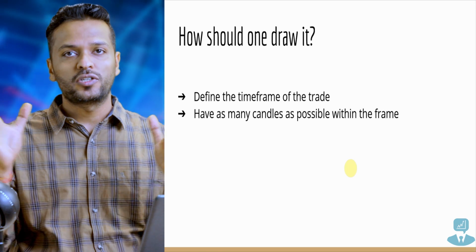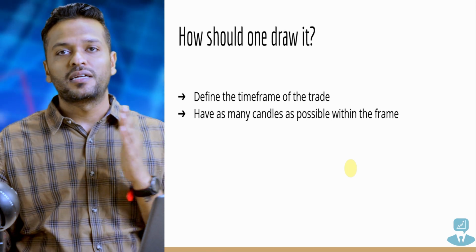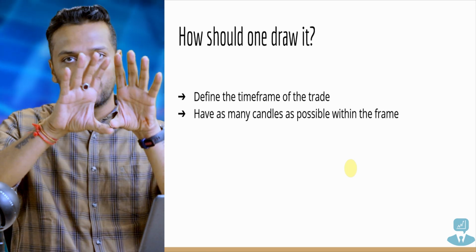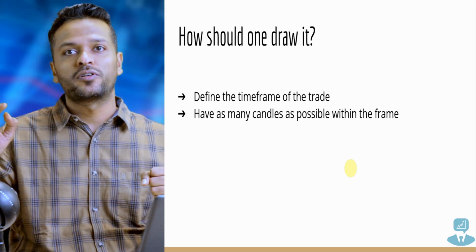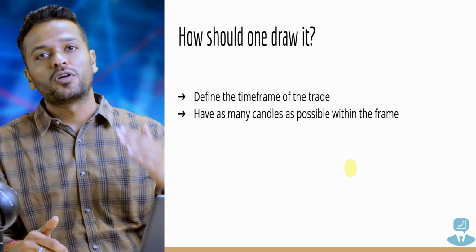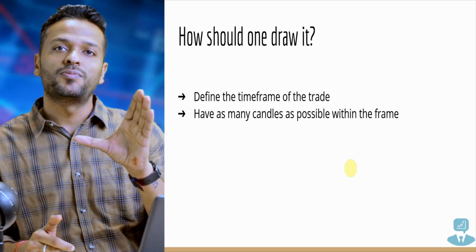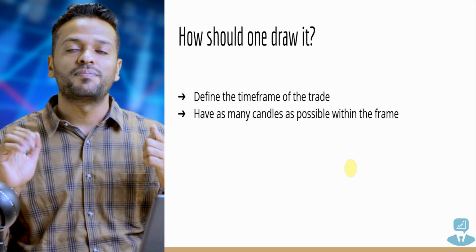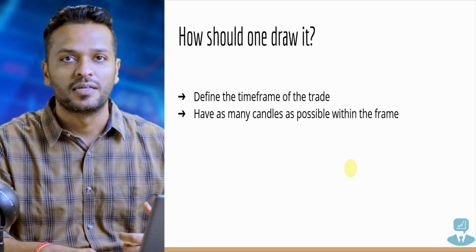How do you do that? Just shrink your chart and try to fit at least 150 to 200 candles within your frame, and try to draw a trend line out of it. It will give you a broader view, and it also forms your long-term momentum or view in the market. That is the best and the easiest way to draw a trend line.